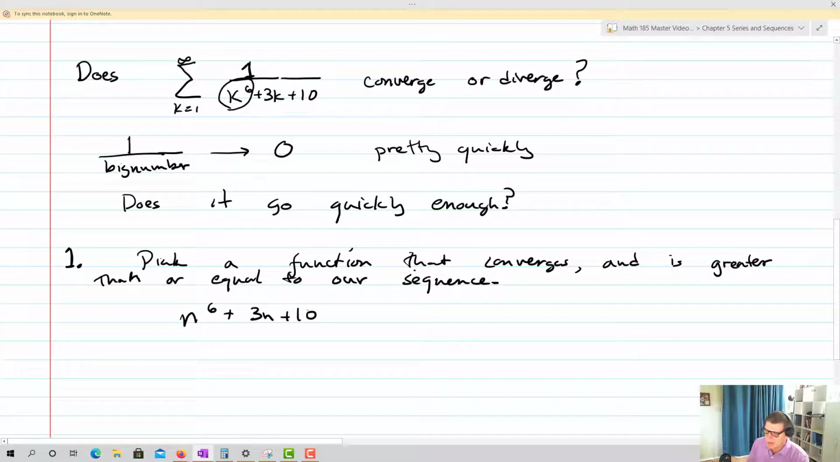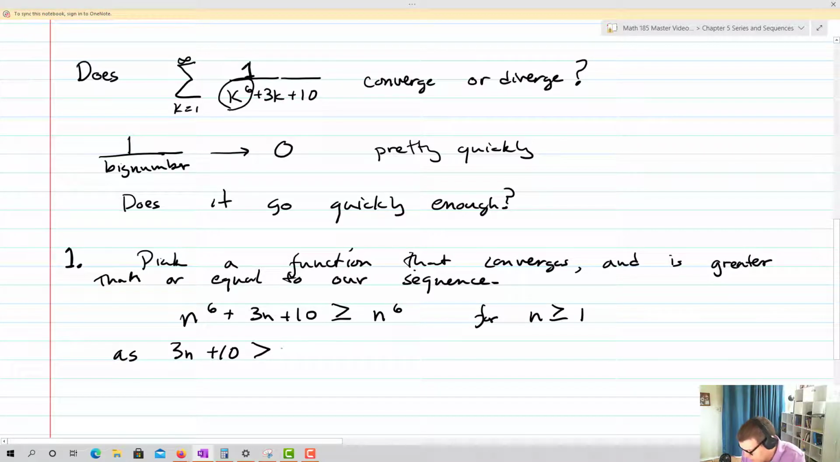Okay? And what I'm going to do is I'm going to compare this. I know actually this is going to be greater than or equal to n to the 6th for n greater than or equal to 1, as 3n plus 10 is going to be strictly greater than 0, right? So basically this part here is a positive number, and then the rest is just exactly the same. So we're going to take the same number and add a positive number to it. So consequently, n to the 6th plus 3n plus 10 is going to be greater than or equal to n to the 6th.